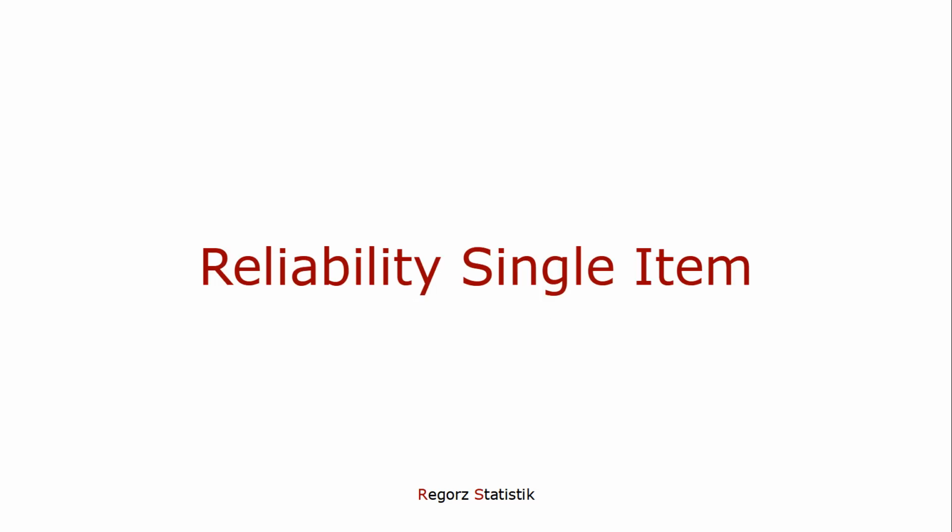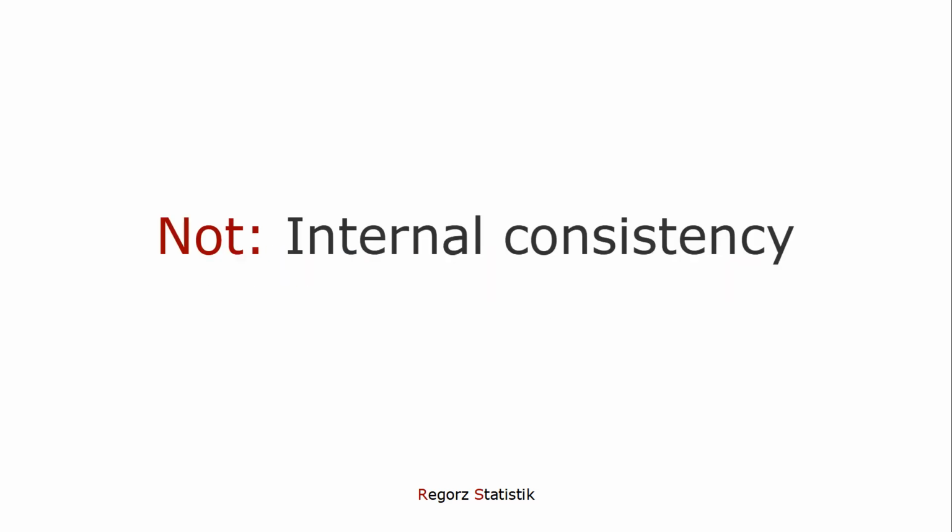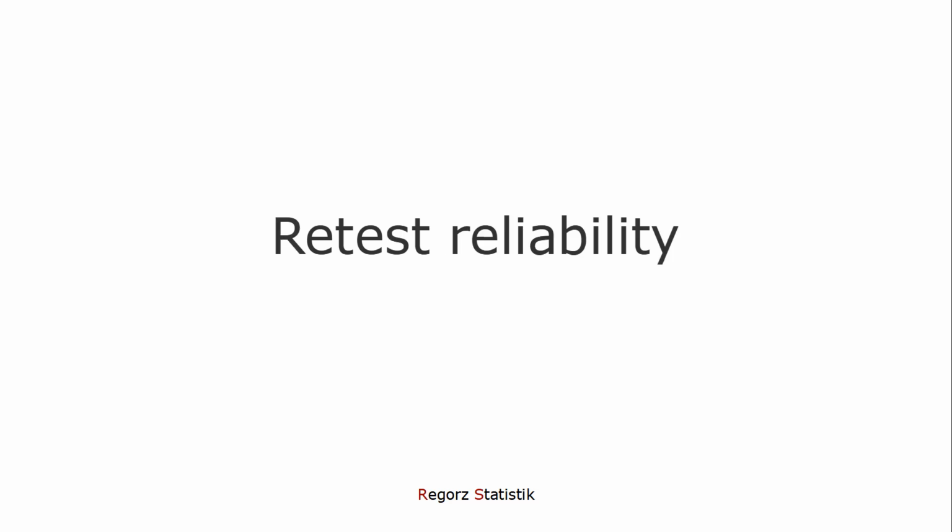How can you assess the reliability of a single item? What you can't do is using internal consistency. So things like Cronbach's alpha or McDonald's omega, for those you need more than one item. In principle, you could use retest reliability. That is, letting the same participants answer this item on different occasions and then comparing the results.